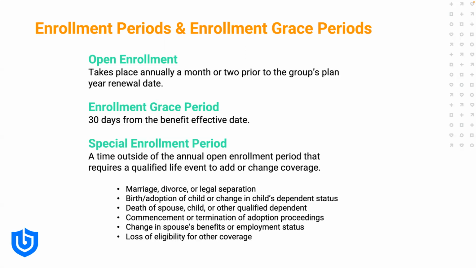Changes are effective the first of the month following the qualifying life event date, with the exception of the birth of a child, adopting a child, and gaining a medical support order, in which the coverage is then effective on the qualifying life event date. So, for instance, with birth of a child, their effective date is going to be the date that they were born.